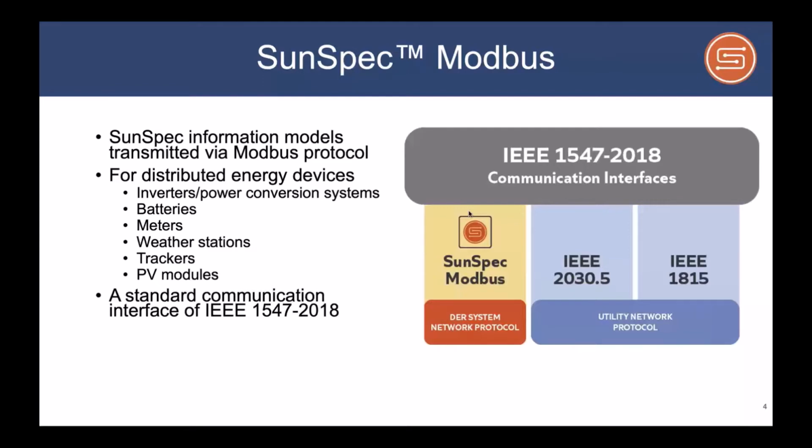What all of these protocols share in common is a common information model. In other words, the information that's conveyed across these protocols is uniform from protocol to protocol. Each one has its place, and today we're going to be focusing in on the SunSpec Modbus Field Area Network Protocol.